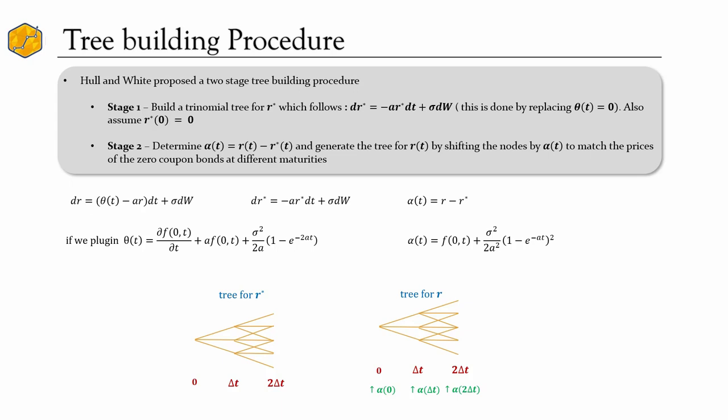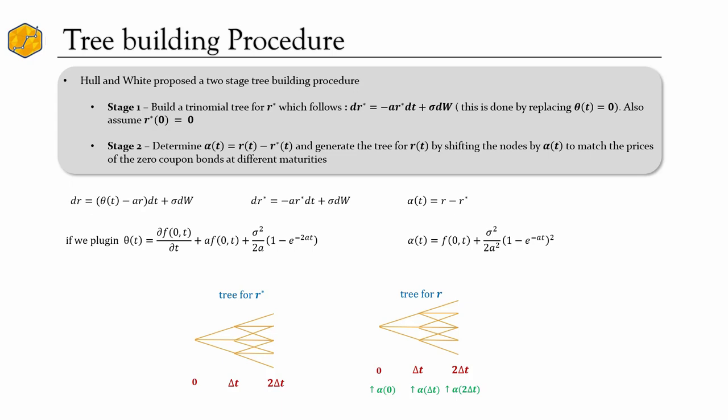Okay, but how to find these alphas? So we have built a tree for r star. All we need to do is find the values of alpha at different time steps and just add them to generate the tree for r. Well, we could discretize the analytical formula that we have for alpha directly. But if we do that, then the resulting tree for r may not exactly match the zero coupon bond prices. So instead, Hull and White propose to iteratively calculate alpha t and get the tree for r in such a way that it exactly matches the zero coupon bond prices. And we will see that.